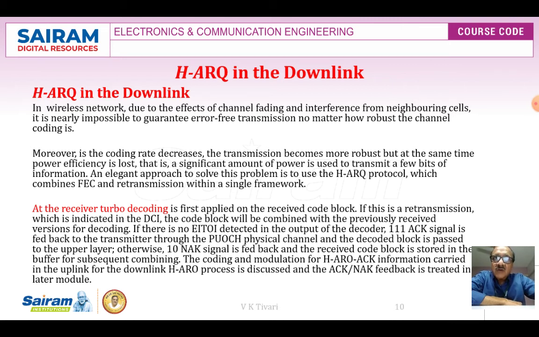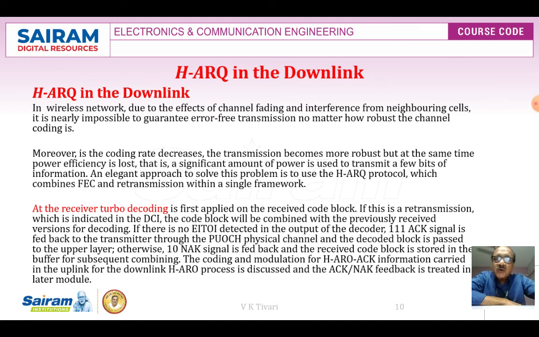HARQ in the downlink. In a wireless network, due to the effect of channel fading and interference from neighboring channels, it is nearly impossible to guarantee error-free transmission no matter how robust the channel coding. To overcome this, the coding rate decreases and transmission becomes more robust, but at the same time power efficiency is lost and a significant amount of power is used to transmit a few bits of information. The elegant approach to solve this problem is called the HARQ protocol, which combines FEC and retransmission within a single framework.